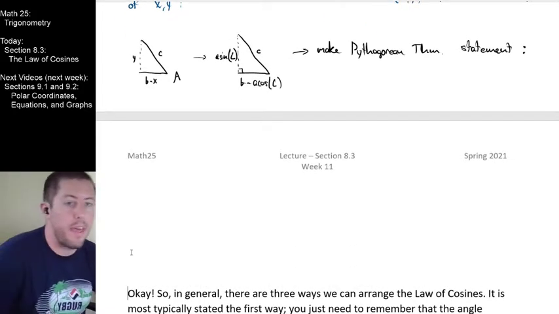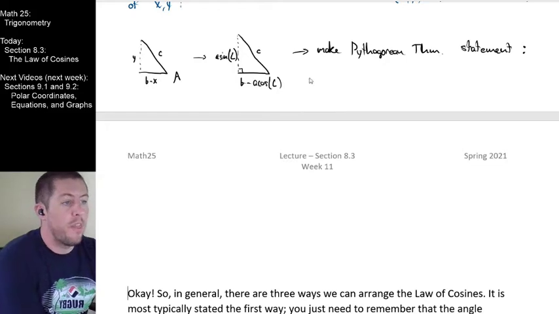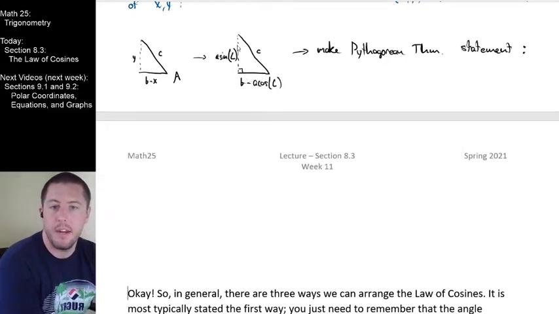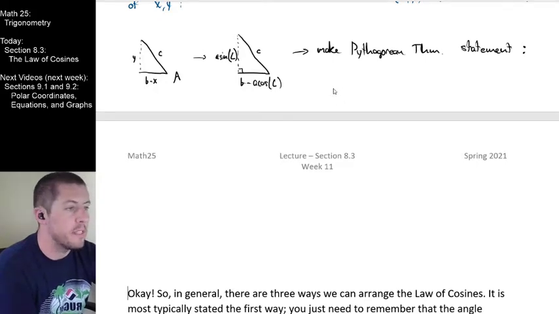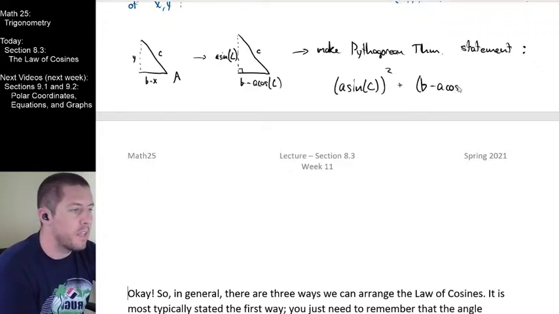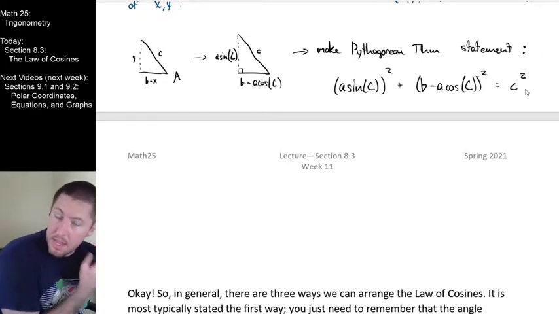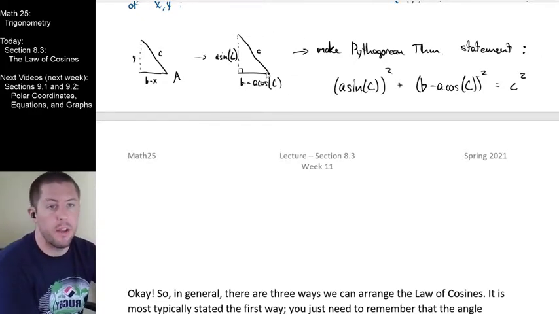So let's go ahead and make our Pythagorean theorem statement right here. We know that it should be the leg squared plus the leg squared equals the hypotenuse squared. So in our case here, that's going to look like (a sine c) squared plus (b minus a cosine c) squared equals c squared. That's my general Pythagorean theorem statement that I can make based on this right triangle.